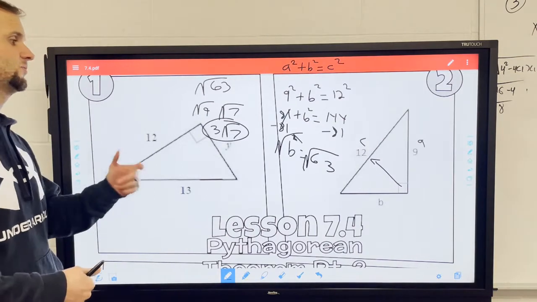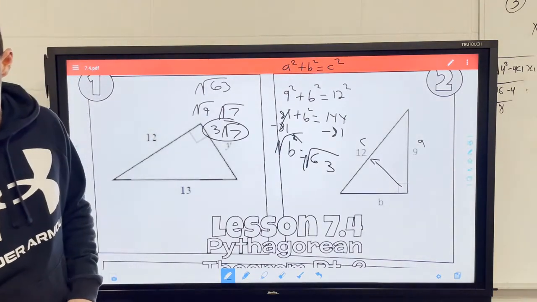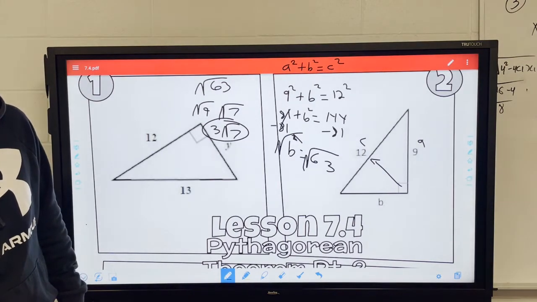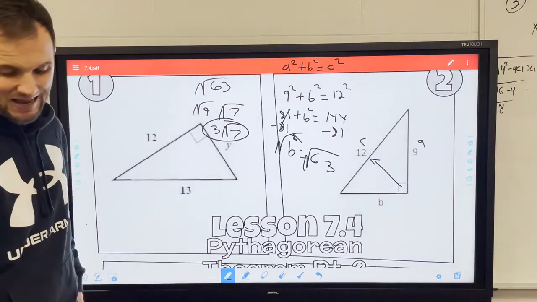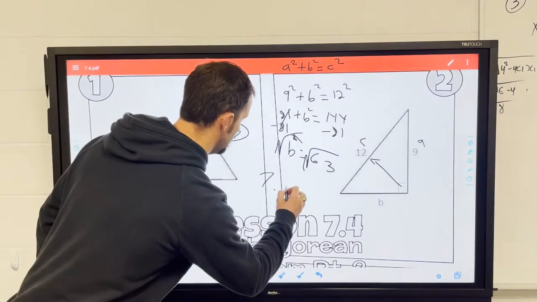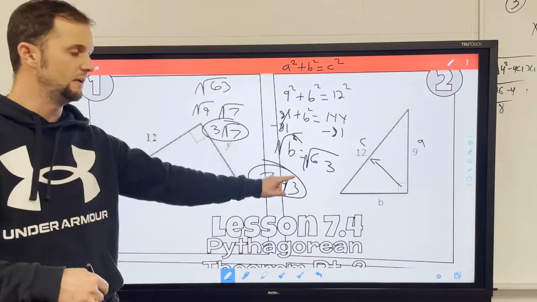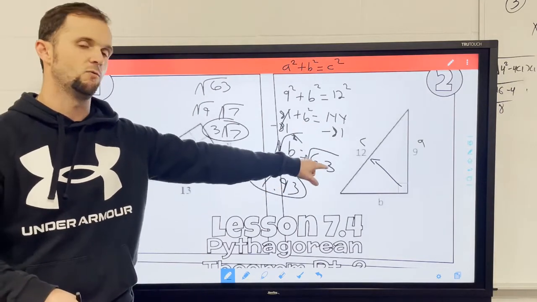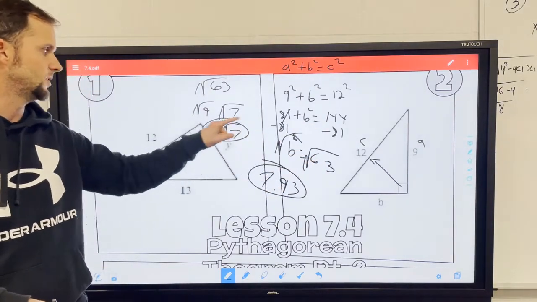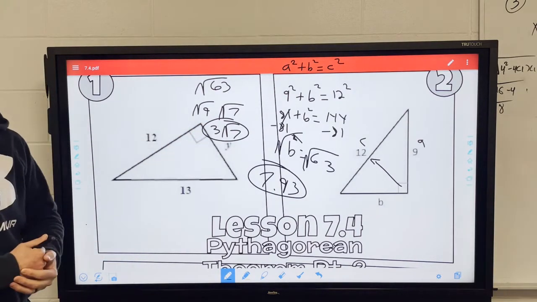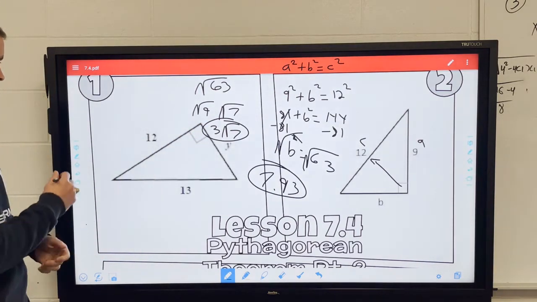Or if it asks for the answer in decimal form, I could do the square root of 63, which is going to end up giving me 7.93. So those are two different answers. If it asks for a decimal, you give the decimal. If it asks for radical form, I can simplify the square root of 63 into 3 square root 7, okay? Let's jump over to example number 3.